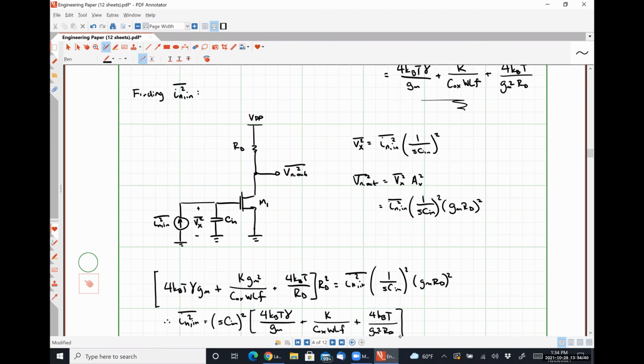So a couple of things here. Our input referred noise current and our input referred noise voltage are almost identical in this case because of the nature of what our input impedance is, right? So it's literally the same thing multiplied by a factor of s Cn squared, okay? So what could we say about whether or not the input referred noise voltage and the input referred noise currents were correlated?